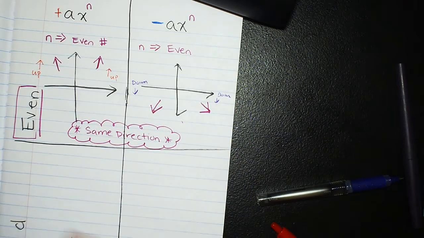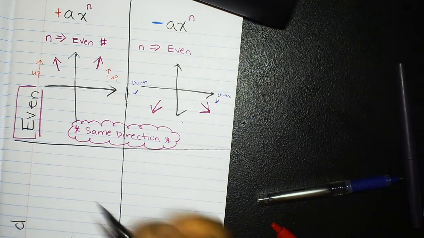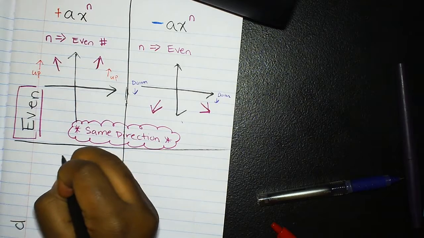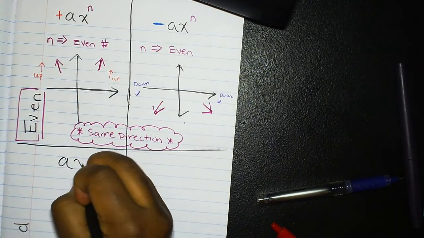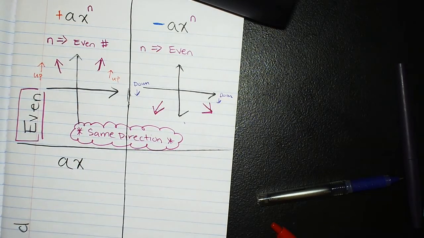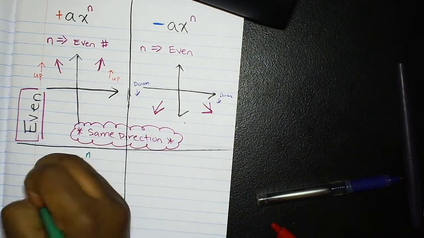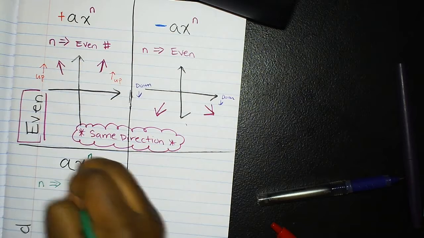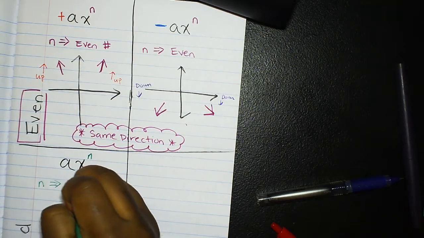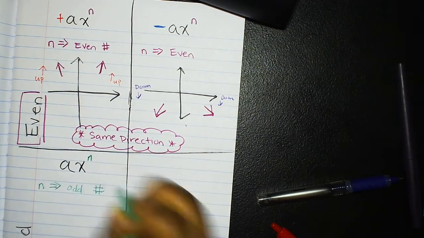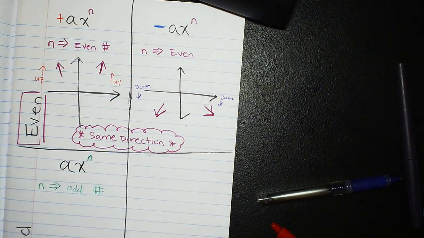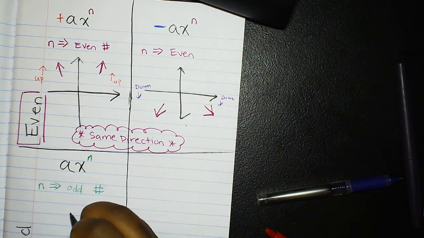Now let's talk about odd. So if I have an odd polynomial, I know it's odd if my n is odd. So let's put this one in green. So n has to be an odd number. Now, odd functions, their graphs are going to look a little different.